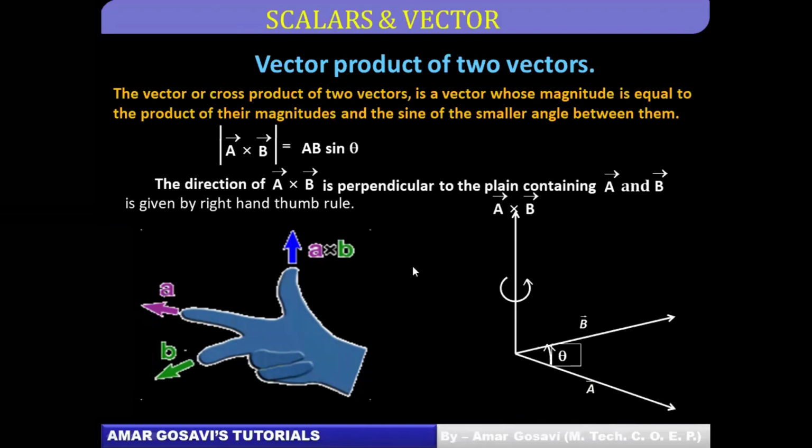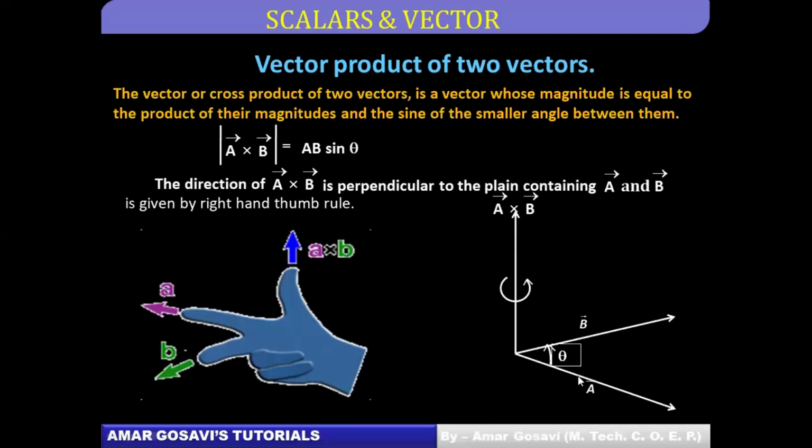Again, I repeat about vector product, friends. We define vector product as the product of the magnitudes of two vectors and the sine of the angle between them. Because vector product or cross product is a vector quantity, it has to have direction, which is given by the right hand thumb rule. So if these two fingers are representing A and B, the outstretched thumb will represent the direction of A bar cross B bar.